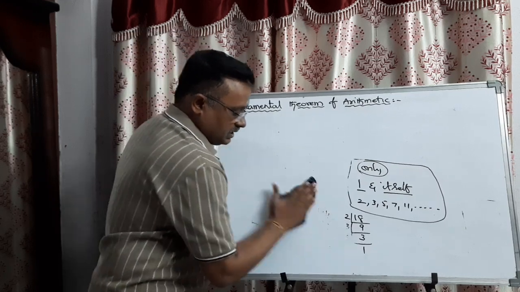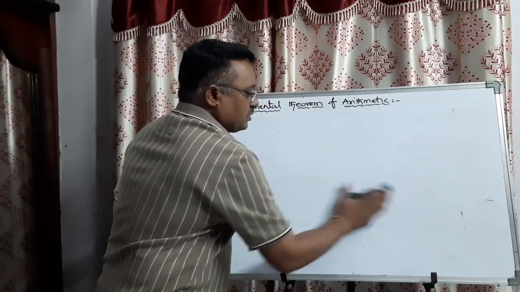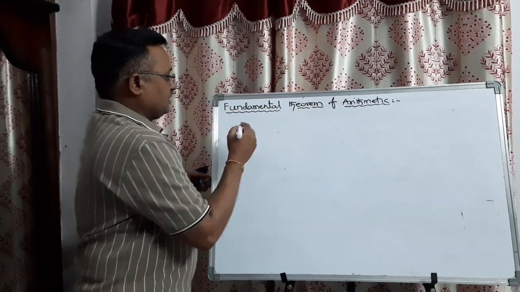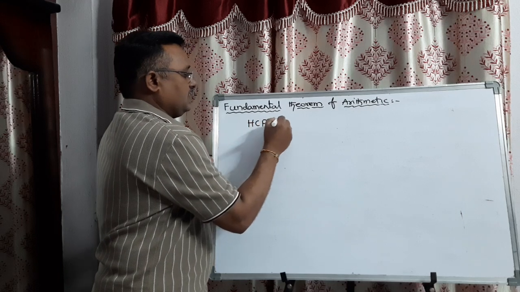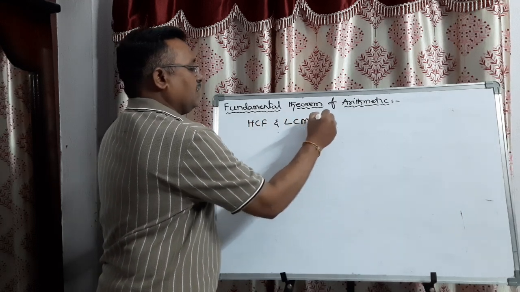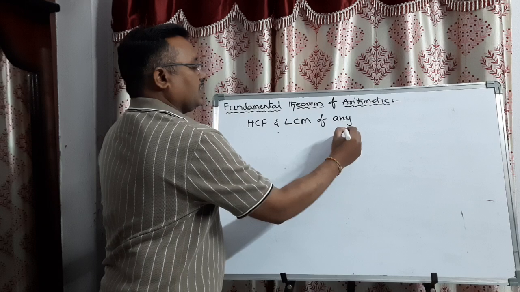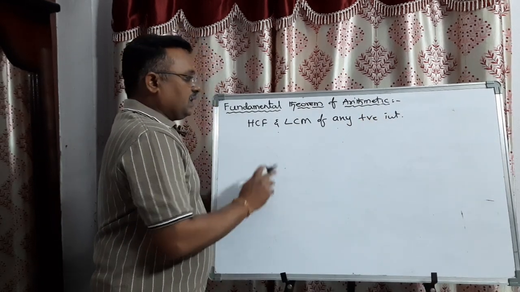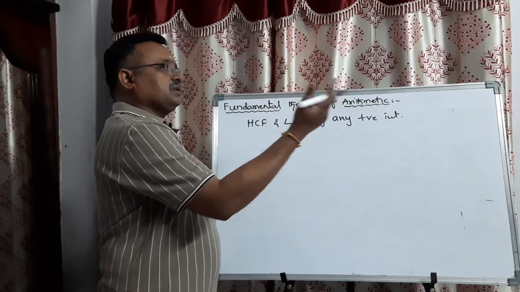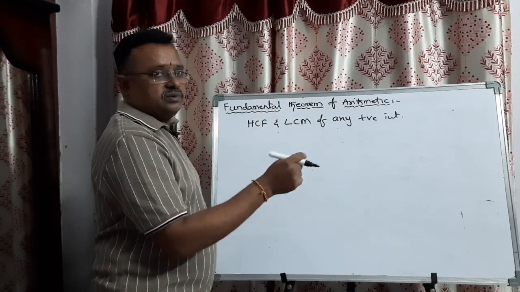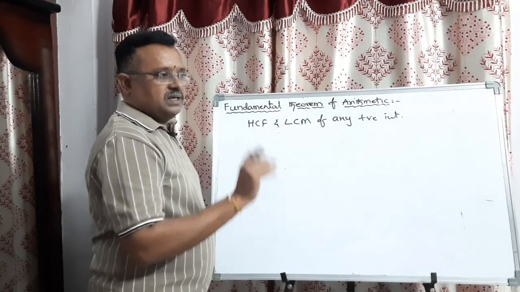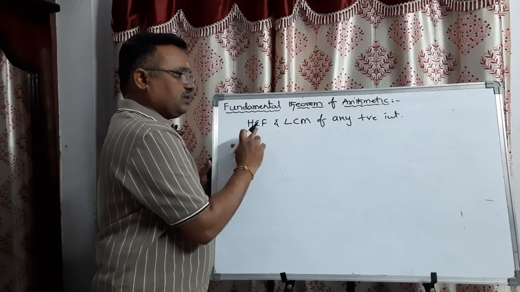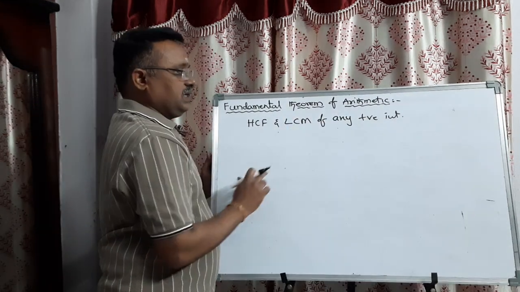Okay, the fundamental theorem of arithmetic is going to apply to find out the HCF and LCM of any positive integers, maybe 2 or 3. Already HCF of any two positive integers can be found out by using Euclid's division algorithm. In the same way there is another process, applying the fundamental theorem of arithmetic to find out HCF and LCM of any positive integers.